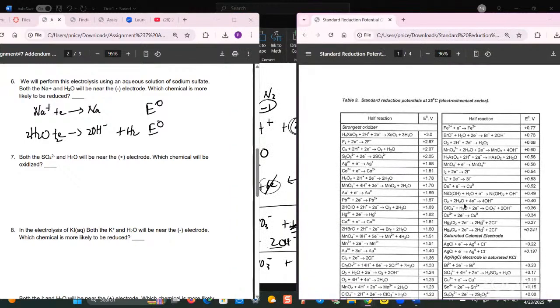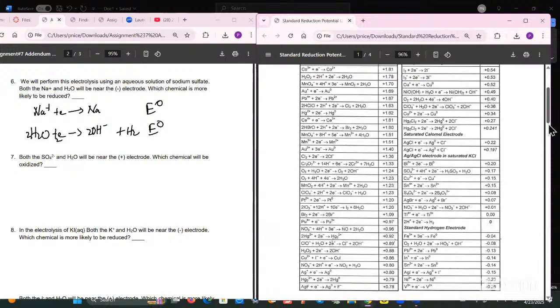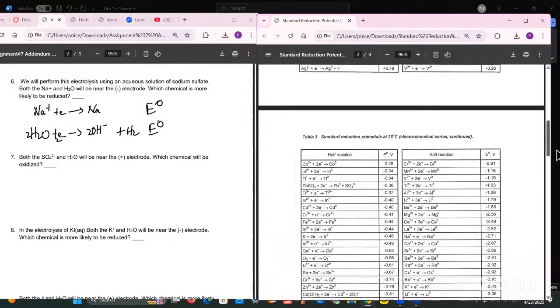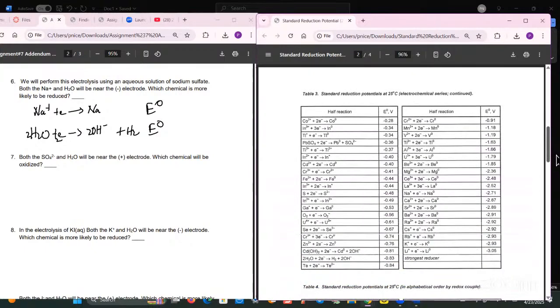Okay, so what I'm going to be looking for is the EMF value for sodium ion reduction. Here's the value for sodium ion reduction. That is equal to minus 2.71 volts. Let me write that down here. This will be equal to minus 2.71 volts.